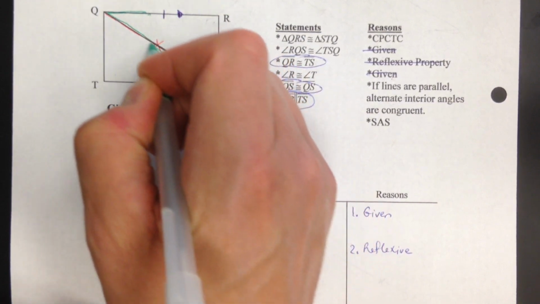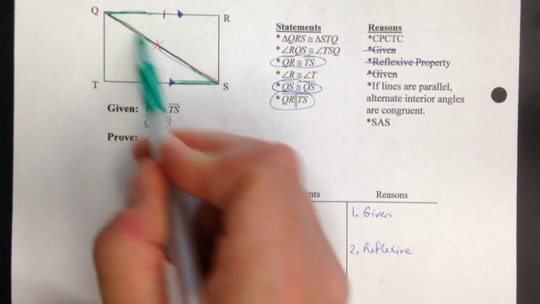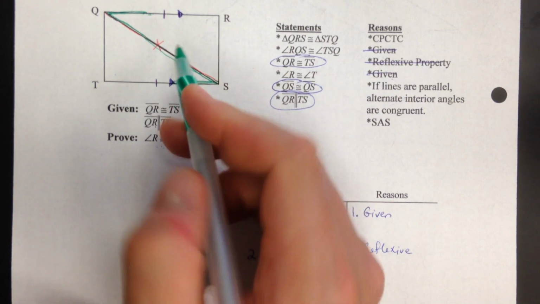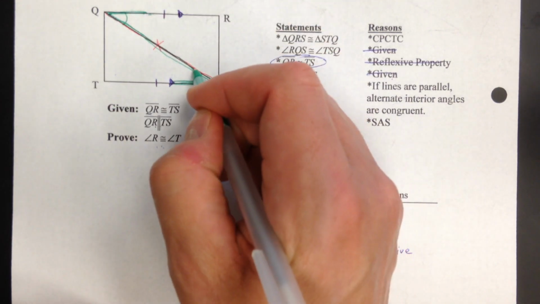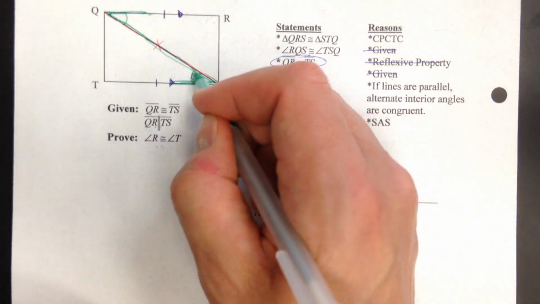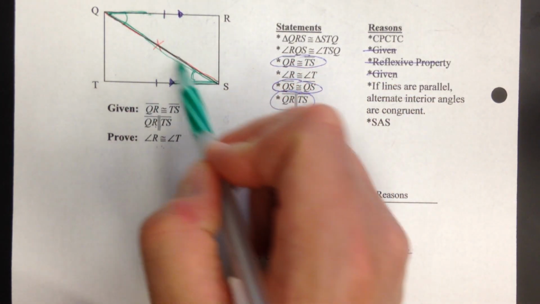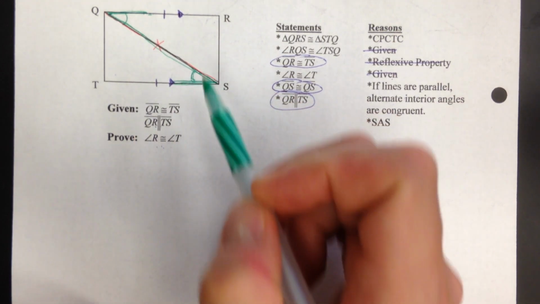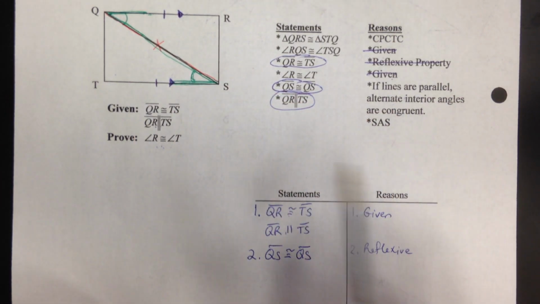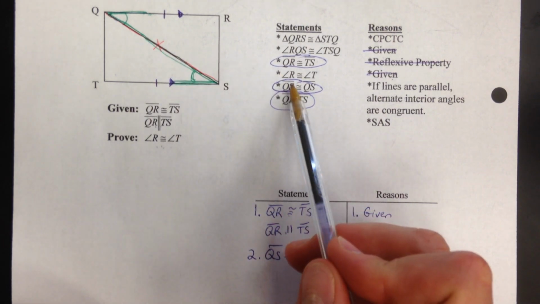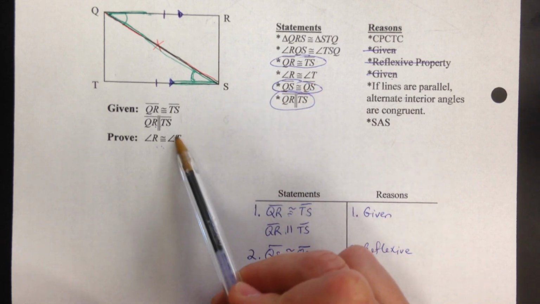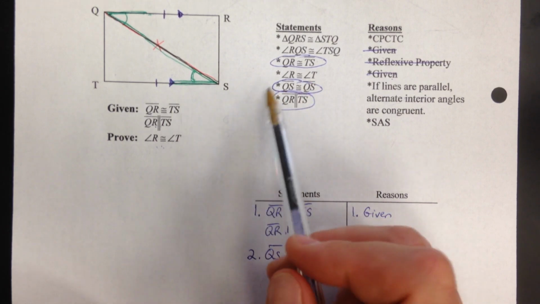If I trace these right here, look at that letter Z. It's a backwards letter Z. When the lines are parallel, the alternate interior angles are always congruent. When the lines are parallel, that Z shape creates two congruent angles, whether it's a backwards Z or a regular Z. Now, those two angles, if you look at your choices here, angle R and angle T, well, that's my proof statement. That's the last thing.